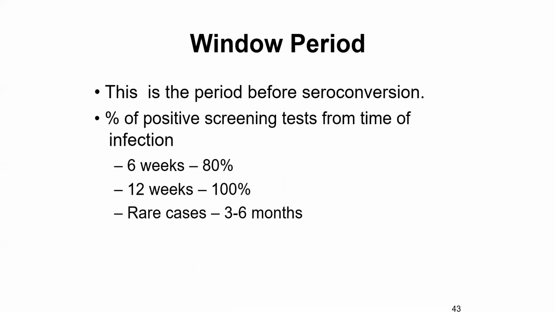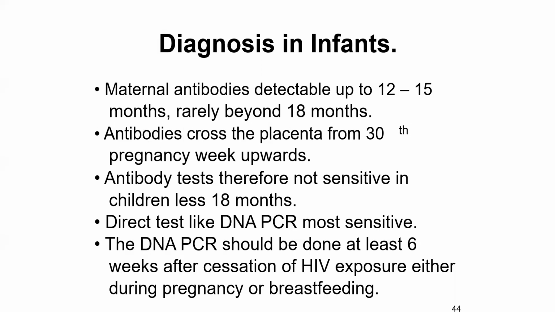Then there's the issue of the window period, which is the time before seroconversion, before formation of antibodies. Usually we use the 3 months period, which is 12 weeks. That's why you always say if you test negative, you come back at 12 weeks. Because by 12 weeks, most people who have acquired HIV will have developed antibodies, which is 100%. But by 6 weeks, 80% will have developed antibodies. And we have other cases which take time to develop antibodies, and it can even go up to 6 months without developing antibodies.